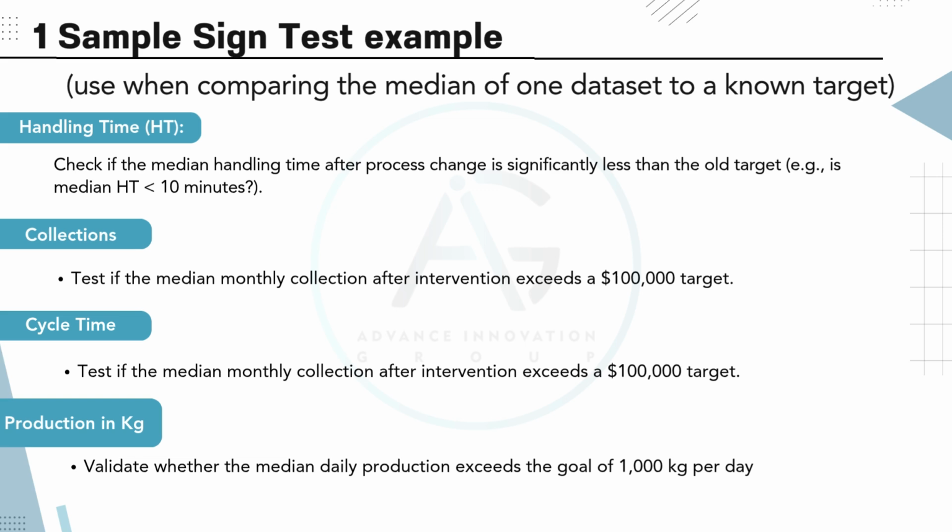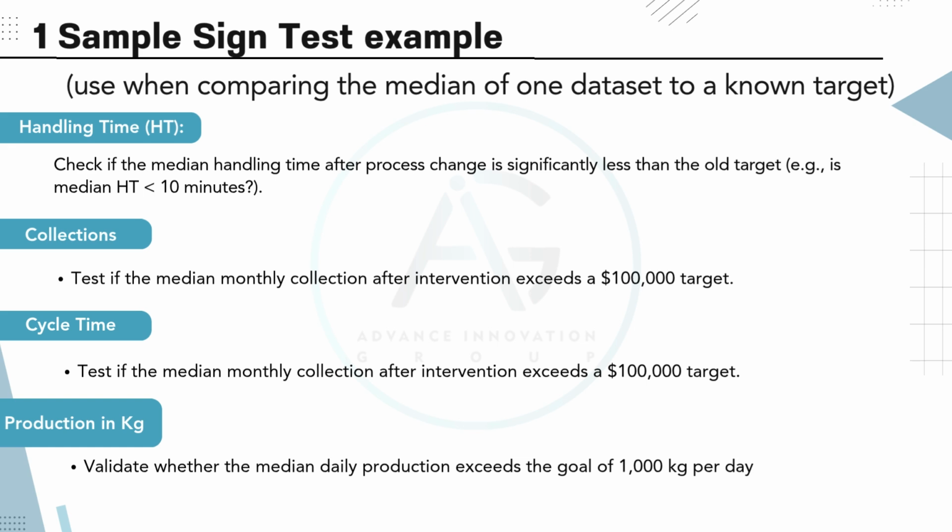Collections. Let's say we're tracking monthly collections after a new billing system has been introduced. We want to test if the median monthly collection now exceeds $100,000. Since we're comparing the new data to a fixed target, again, the one-sample sign test is appropriate. Cycle time. This is similar to the collections example. If a process improvement aims to reduce cycle time, and we want to check if the median cycle time now beats a previously set benchmark, we can use this test.